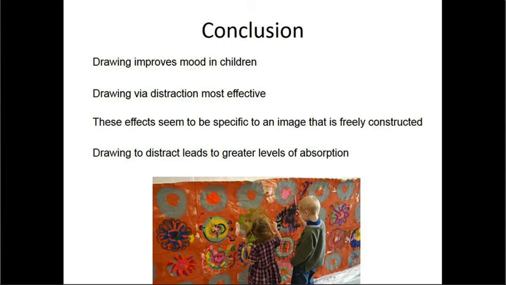So in conclusion, we found that drawing does improve mood in children, and it seems to be most effective when children use it as a form of distraction. So when they turn their thoughts away from the sad event or the sad memory that they thought of, it seems to be most effective. These effects seem specific to an image that's really constructed. When we asked children to copy an image, we didn't find the same benefits as when children were creating something on their own. And we finally find that drawing to distract leads to greater levels of absorption. So children are more absorbed in the activity.